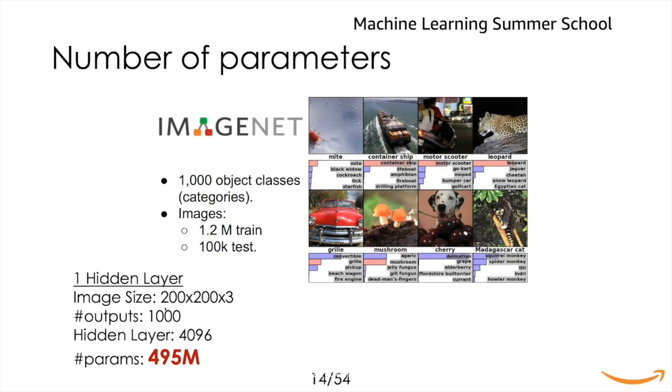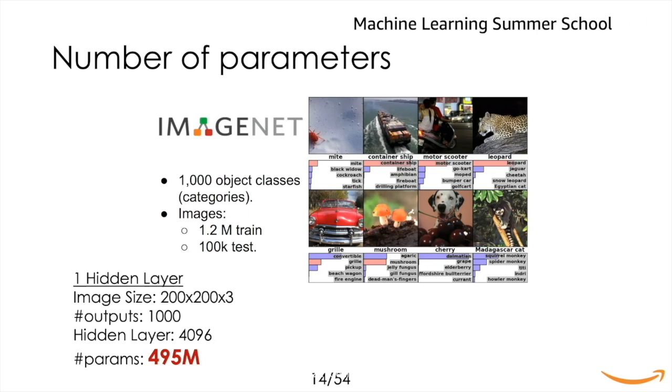You have images of size 200 cross 200 cross 3, a 1000 dimensional output, and you're going to use a single hidden layer of 4096 dimensions. For such a data set and an architecture, the number of parameters you'll require in an MLP is 495 million, which is huge. And most often, a single hidden layer will not suffice. You will need multiple hidden layers to get good accuracies.